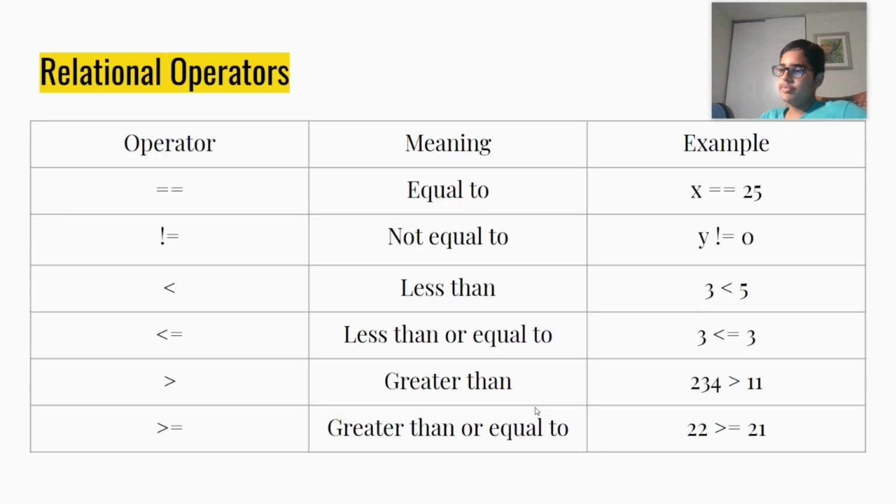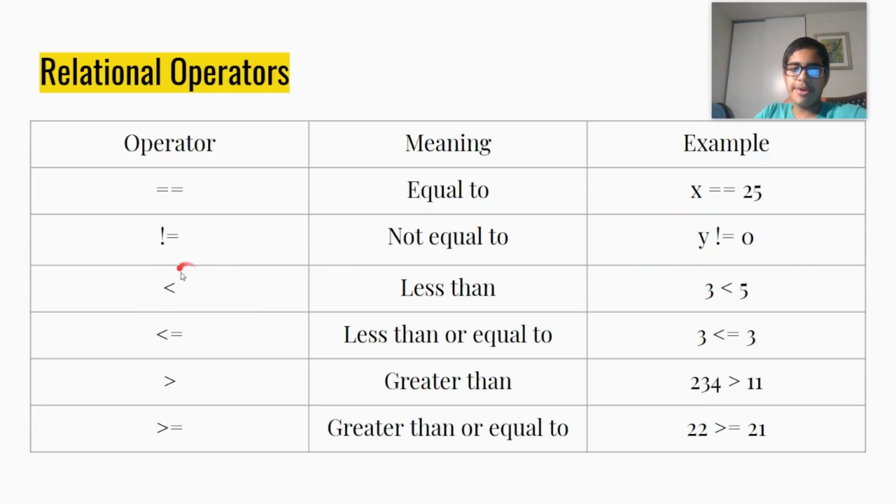Before we get into loops, we must know the symbols to code and compare. So here are all the operators. This is the double equal to operator, which means equal to. So for example, if you want to compare 5 is equal to 5, then you would do 5 double equal to 5. This is not equal to, with an exclamation mark and an equal sign. It just compares. If you want to say if y is not equal to 0, then you would write this.